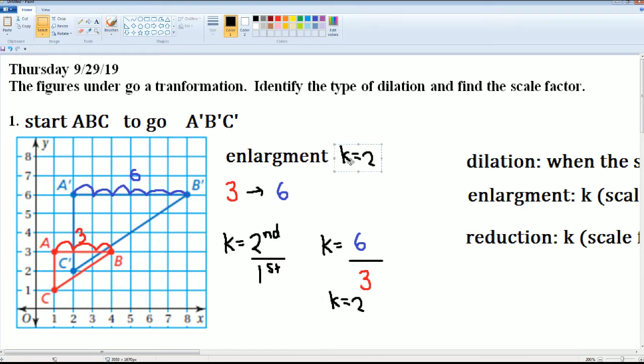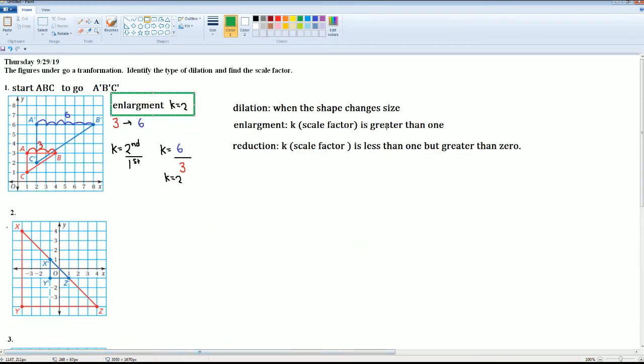That is your answer. Okay, so make sure you box your answer. I'm just going to box it green. Alright, let's see if that makes sense. Enlargement, K factor is greater than 1. K is 2. Perfect. There you go.